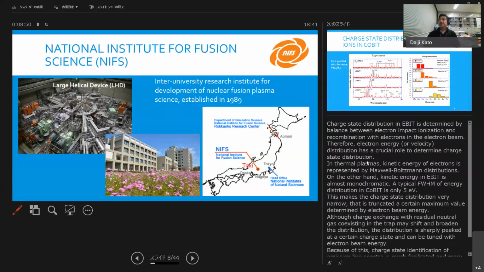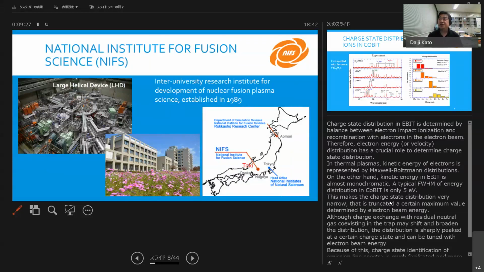The charge state distribution in EBIT is determined by the balance between electron impact ionization and recombination with electrons in the electron beam. Therefore, the electron energy or velocity distribution has a crucial role in determining the charge state distribution. In thermal plasma, the kinetic energy of electrons is represented by a Maxwell-Boltzmann distribution. On the other hand, kinetic energy in EBIT is almost monoenergetic. A typical full-width half maximum of the electron distribution in COBIT is only 5 electron volts.